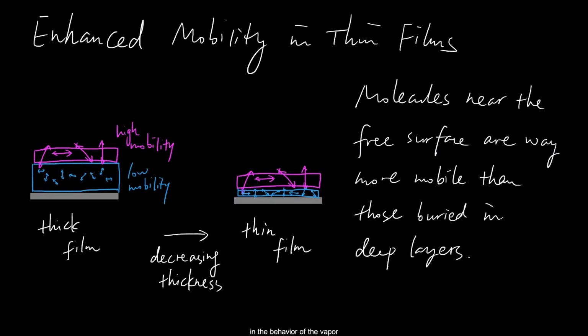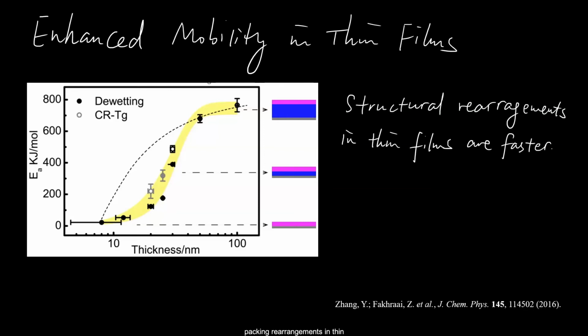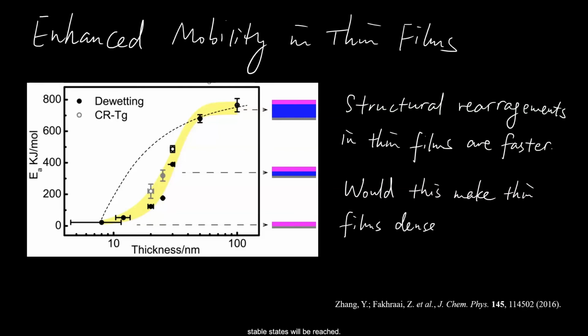of the vapor-deposited glass. For example, in this work, we notice that when the film thickness of a vapor-deposited glass was decreased below 30 nanometers, the apparent activation energy of rearrangement was observed to drop sharply. This means that packing rearrangements in thin films are faster, which intuitively lead us to think that more stable states will be reached. So much for background knowledge.